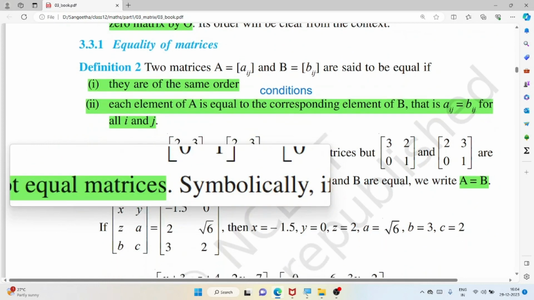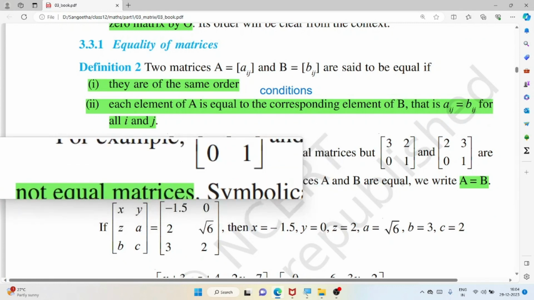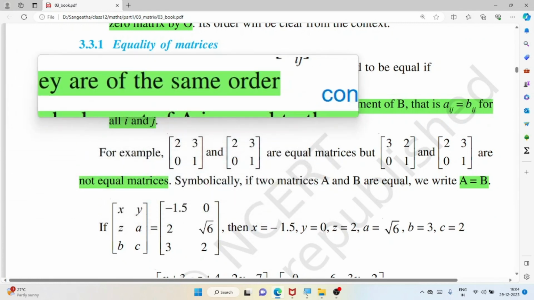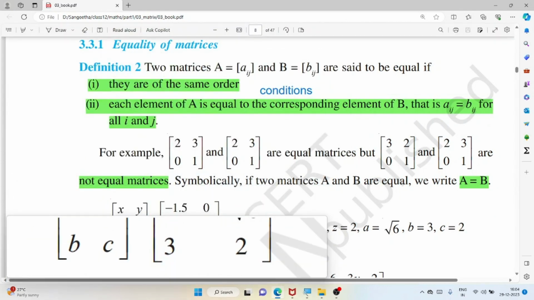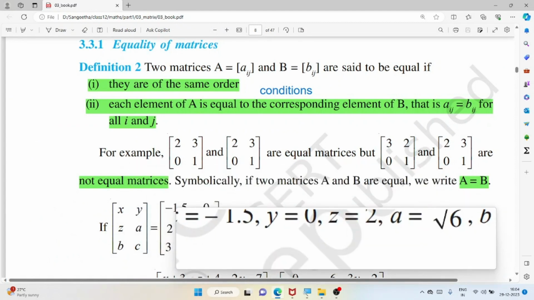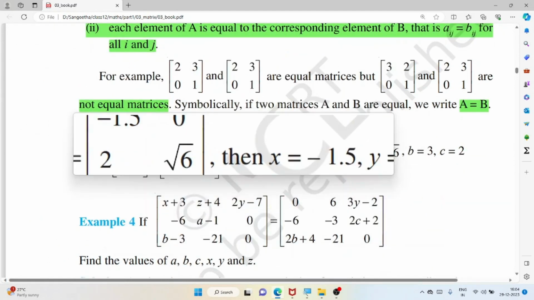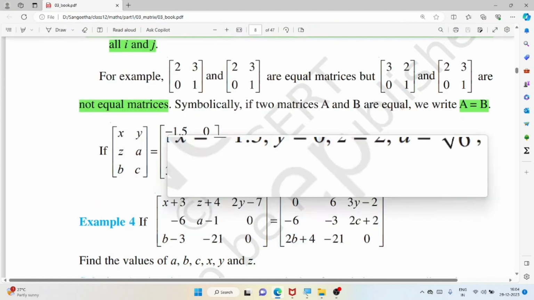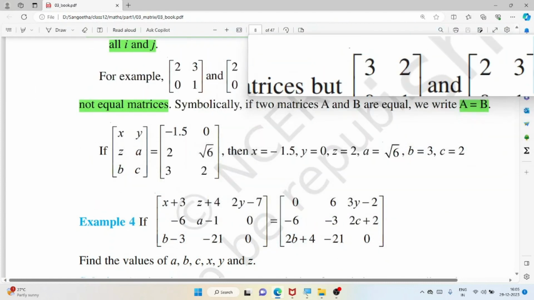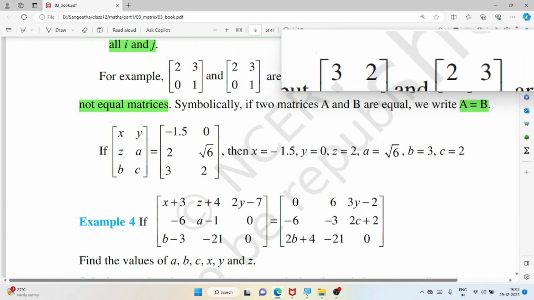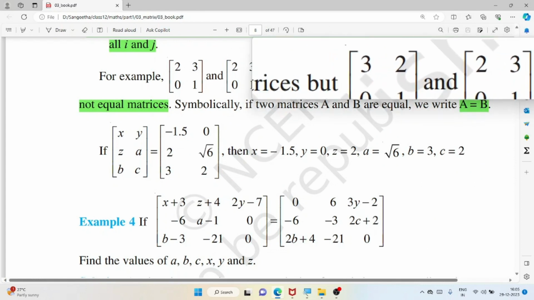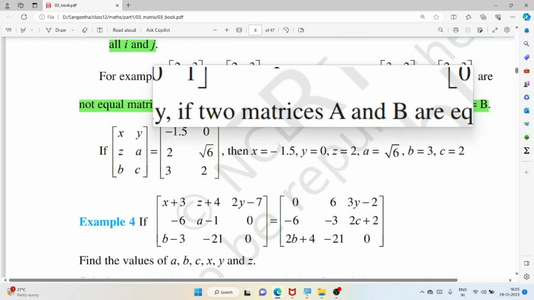Equality of the matrices. When you say A equal to B, they should be of the same order, and each element of A is equal to the corresponding element of B. These two matrices are equal, 2 2 3 3 0 1, but these are not equal. Why? Because here 3 is there, here 2 is there. Here 2 is there, here 3, so they are not equal.